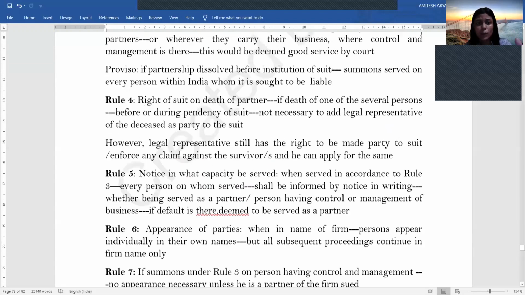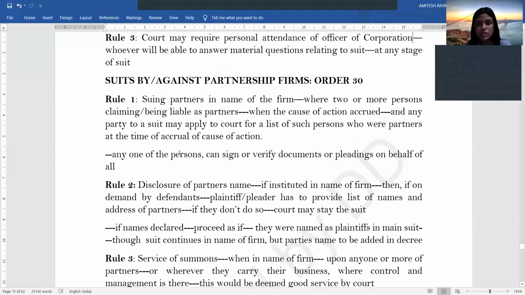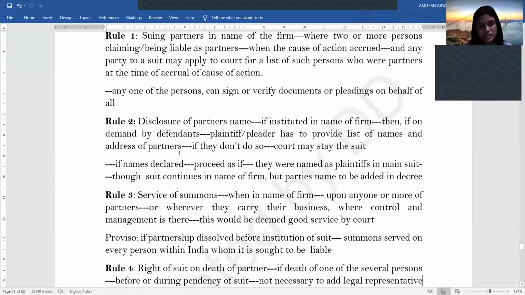So this particular Order 30 was dealing with a partnership firm. These are very general, very logical ideas: if it is in the name of the firm, it will be taken against them. Now, if it is being done, then a list may be asked for. If a disclosure is asked for and you are not disclosing, then obviously a stay can be ordered. And if the disclosure has been made, then the names of the parties will also be added along with the firm.